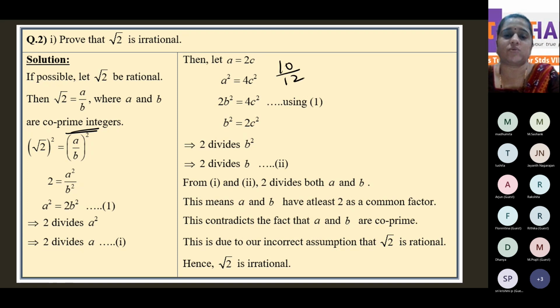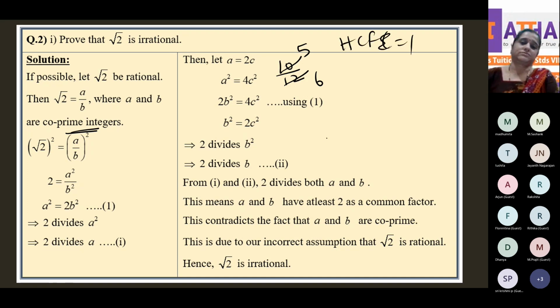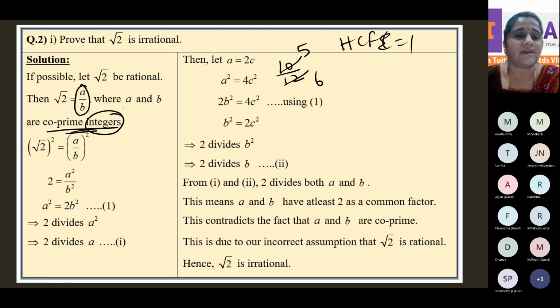It's not like 10 by 12, because for 10 by 12 the HCF is not 1. You can cancel, no? 5 2s are 10, 6 2s are 12. Now 5 by 6, the HCF is 1. So it's in the simplest form. That's why we are saying co-prime integers. That means the HCF is 1. And integers means a and b are integers.